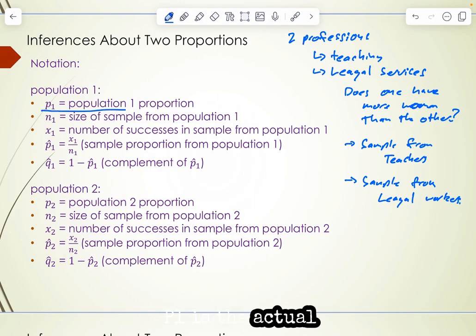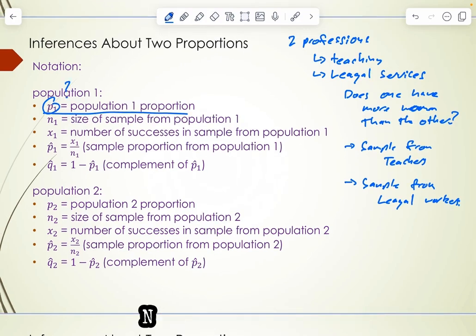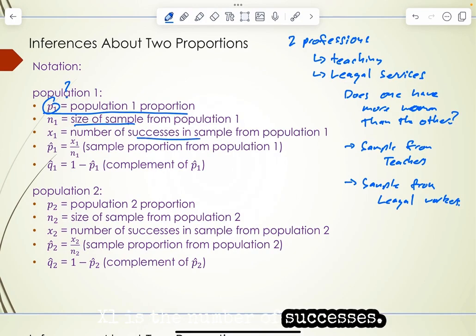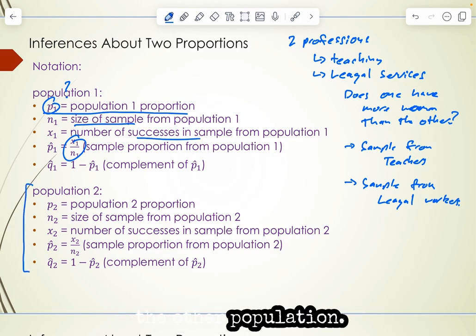P1 is the actual population 1 proportion. So the actual percent of teachers that are female. That's the true proportion. We don't know what that is. N is the sample size. X1 is the number of successes. That just means the number of how many people make up that proportion. So in this case, number of women. P hat is the proportion, and Q hat is the complement. We do the same thing with the other population.